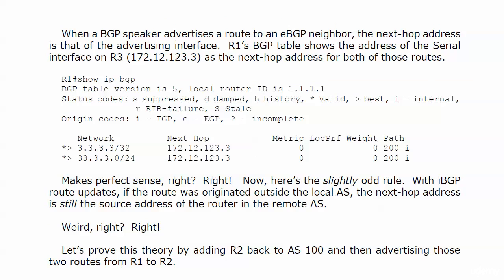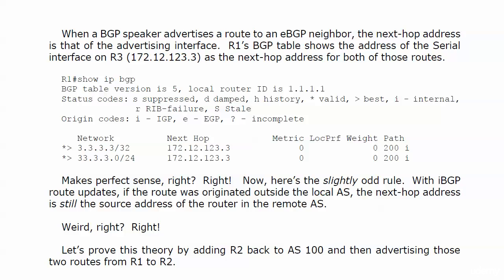With iBGP route updates, if the route was originated outside the local AS, the next hop address is still the source address of the router in the remote AS. Weird? Yes, but it's true, and that's why I was really hitting you over the head earlier with, watch that I, watch that E, because the internal versus external really has a huge impact, as we've seen, on how routes are advertised, and are certain routes even considered for BGP? Well, we saw a couple of inaccessibles in the last couple of videos, and we know why.